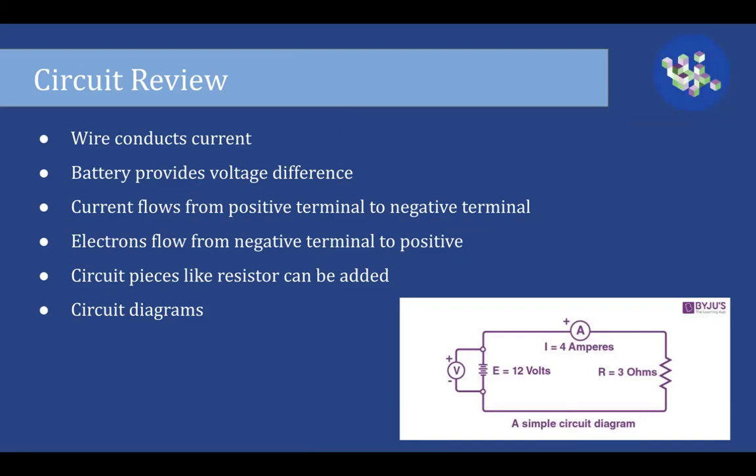I know we didn't really discuss circuits yet, but you probably have a basic understanding of circuits. It usually consists of a battery. This one over here, epsilon, that's our battery. Then we have wires that conduct current, and current flows from the positive terminal to the negative terminal of the battery. Of course, because electrons have negative charge, they're flowing in the opposite direction of the current.